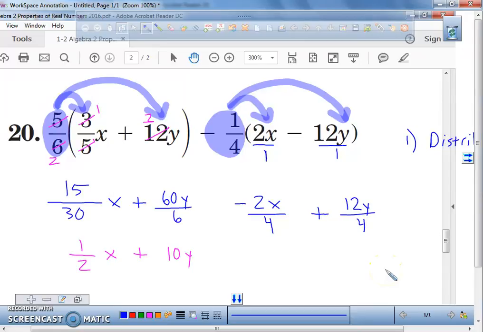Yes. This right here, you're right. Remember, just like we simplified this one, we're going to simplify this one. So this is going to be 3y. What is -2/4 of x reduced to? -1/2 of x.